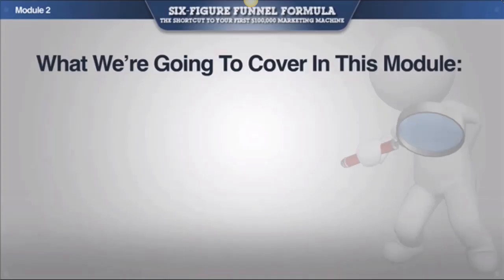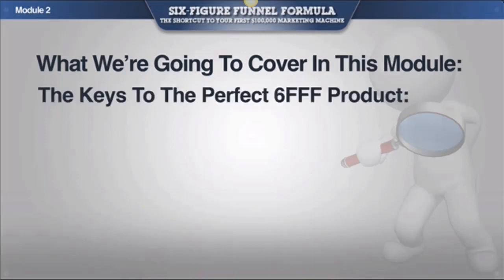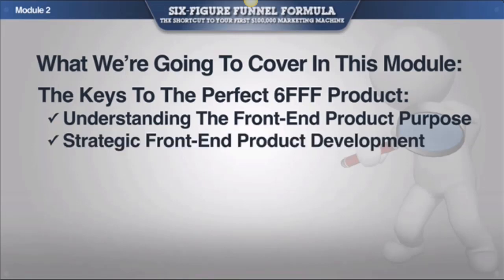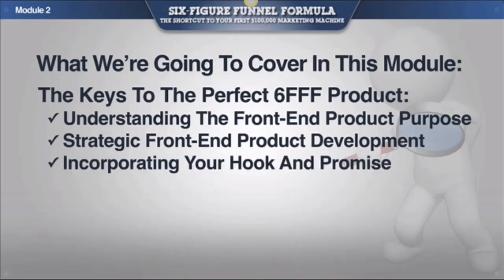Welcome to Module 2. In this module, we're going to start by talking about the keys to the perfect six-figure funnel formula product. Most marketers don't understand the role that their front-end product, their first product sold to a prospect, plays. And so we're going to start by talking about the purpose of the front-end product. Then we're going to go on to talk about what's called strategic front-end product development, how to actually develop the perfect first product that you sell to a prospect so that it fulfills its role and purpose. And then we're going to talk about how to incorporate your hook and promise into the development of this first or front-end product.